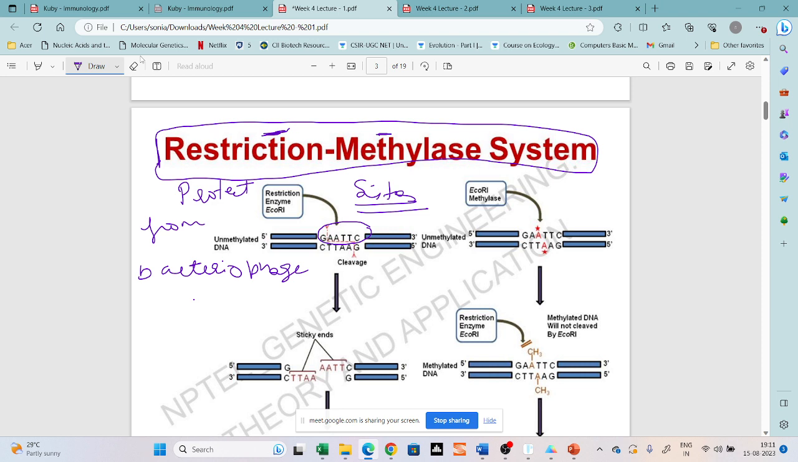Just like in humans we have autoimmune diseases, autoimmunity, where the cell starts attacking our own cells, and the death of our own cells starts happening. So just like humans have a system to differentiate between self and non-self, likewise bacteria also have a system to differentiate between foreign and self DNA. So self DNA would be methylated and the foreign DNA would be cut by the restriction enzyme. Is it clear to everybody?